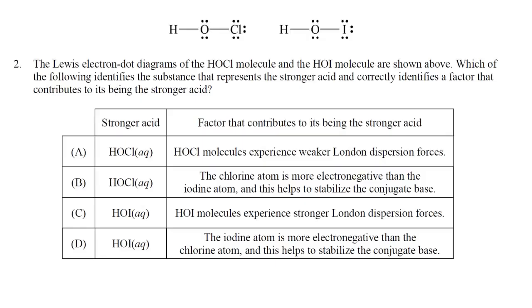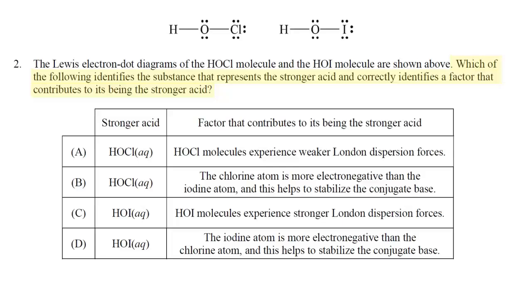Question 2 says the following. The Lewis electron dot diagrams of the HOCl molecule and the HOI molecule are shown above. Which of the following identifies the substance that represents the stronger acid and correctly identifies a factor that contributes to its being the stronger acid?